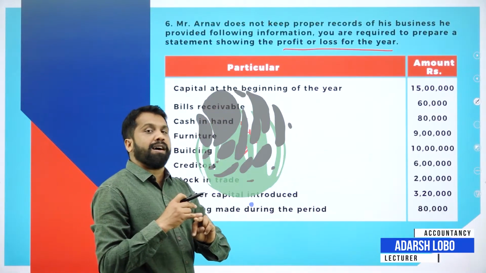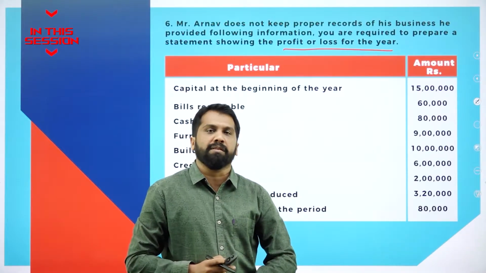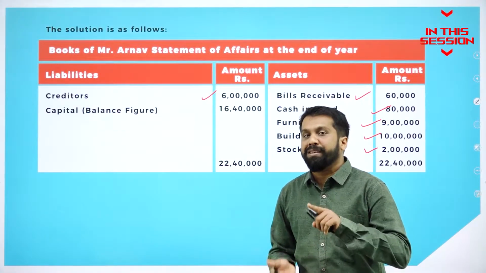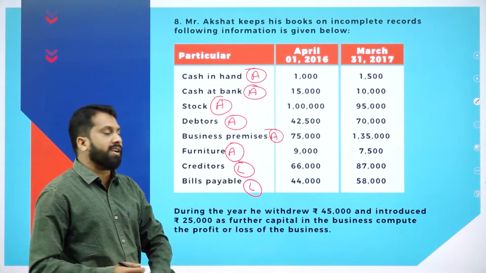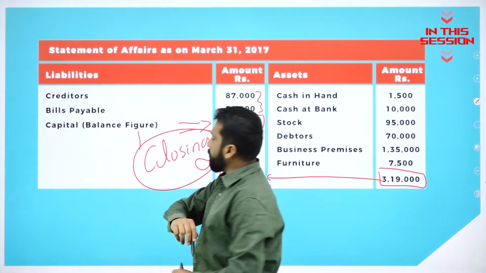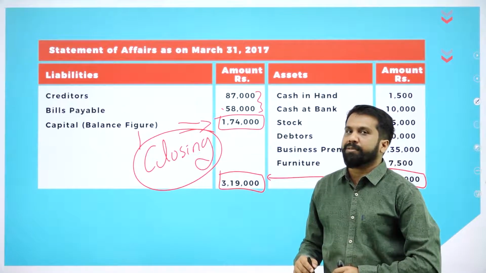In statement of affairs, you will find out closing capital. If you want to find out capital, your asset side must be higher. So anything which is going out from your pocket will be called your liability. This will be what? Your closing capital for profit and loss account.